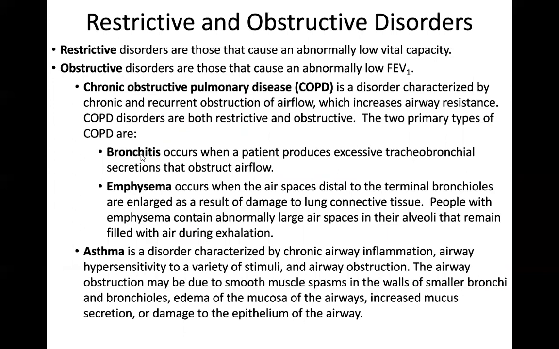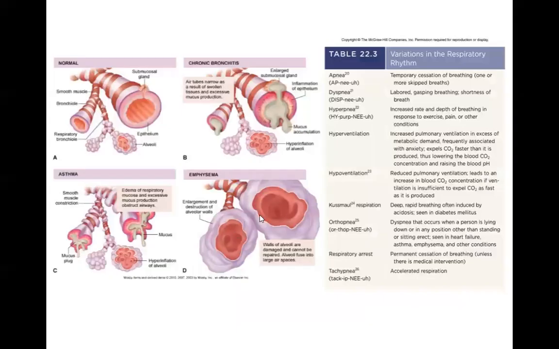So the key with bronchitis is excessive tracheobronchial secretions that obstruct the airflow. Emphysema occurs when the airspaces distal to the terminal bronchioles are enlarged as a result of damage to lung connective tissue. People with emphysema contain abnormally large air spaces in their alveoli that remain filled with air during inhalation.